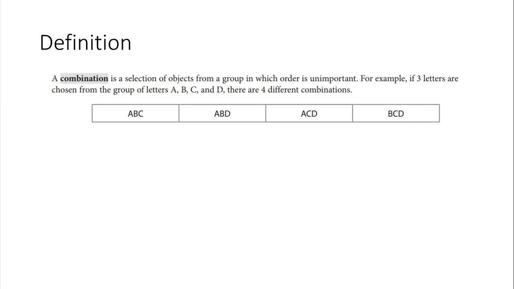So again, the definition: a combination is a selection of objects from a group in which order is unimportant. So order is not important. For example, if three letters are chosen from a group of A, B, C, and D, there are four different combinations. So again, we're only selecting three letters. You could try ABC, ABD, ACD, BCD. But again, order does not matter.